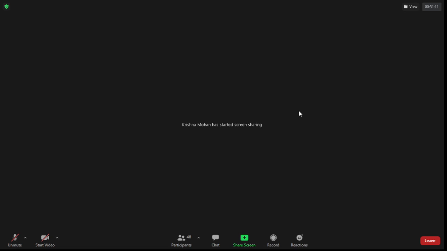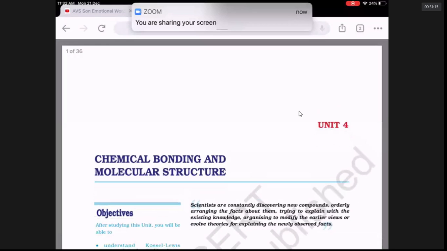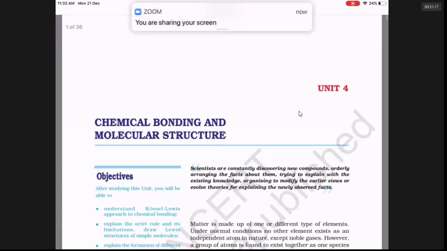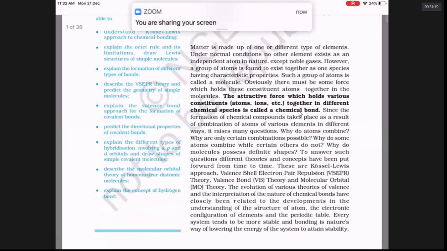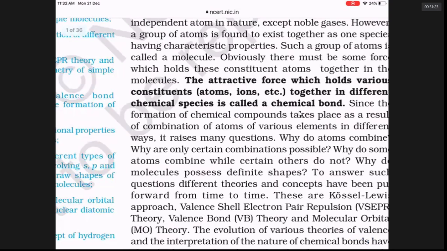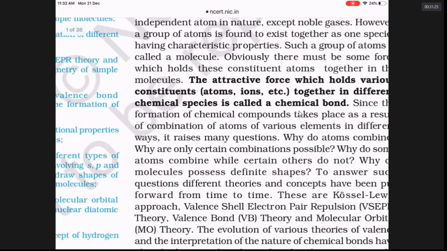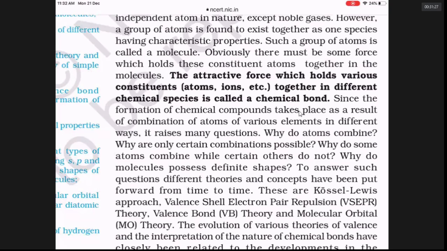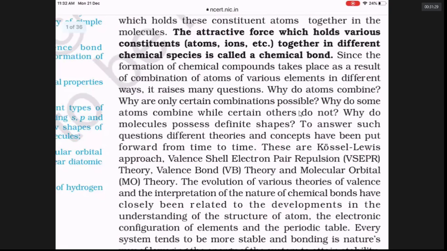Sir, we are looking at the NCERT book titled Chemical Bond. What is a chemical bond? The attractive force which holds various constituent atoms or ions together in different chemical species is a chemical bond. There are many theories to explain chemical bonds.